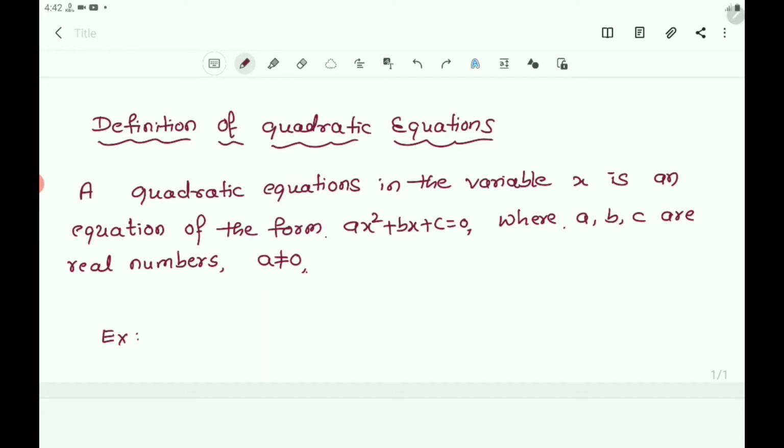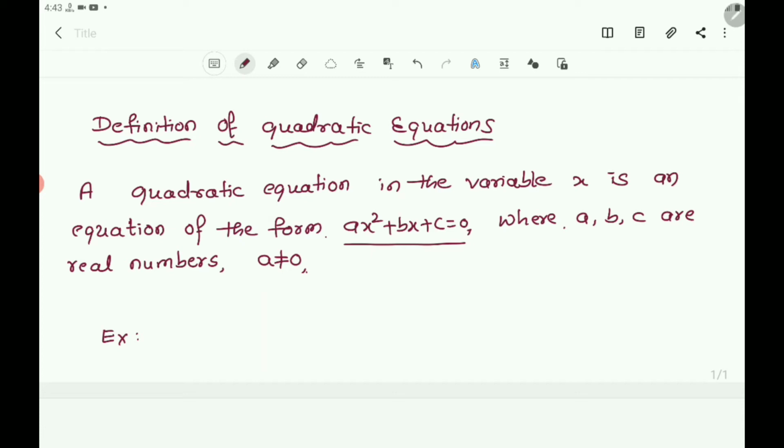A quadratic equation in the variable x is an equation of the form ax square plus bx plus c equals 0. Here x is a variable. What are a, b and c? A, b and c are real numbers and a is not equal to 0.